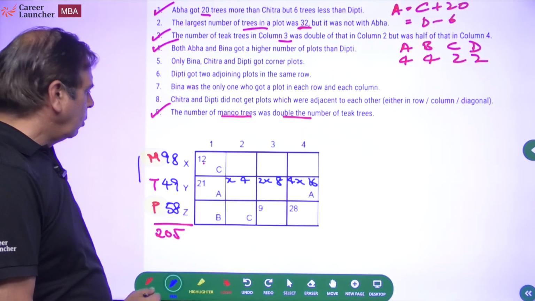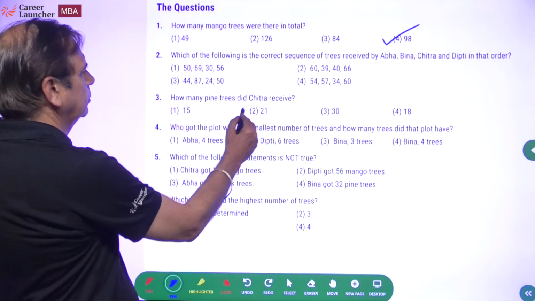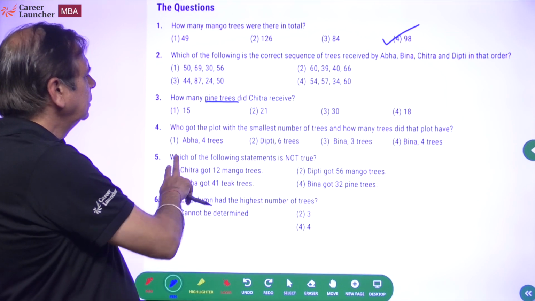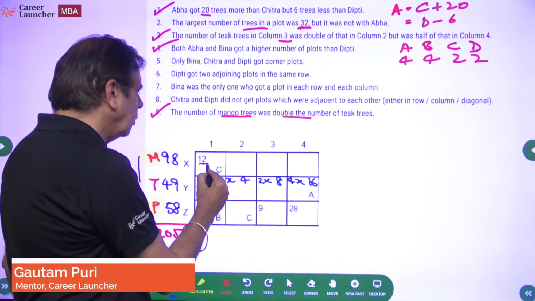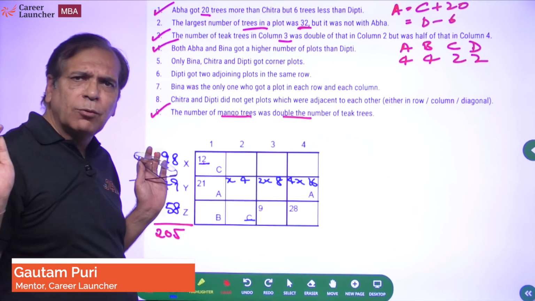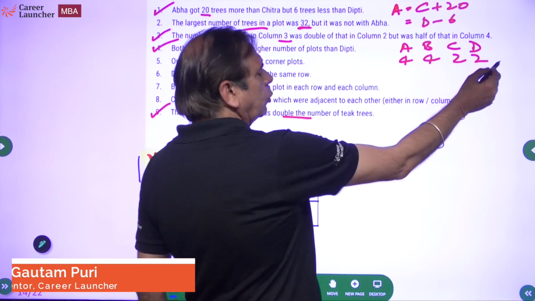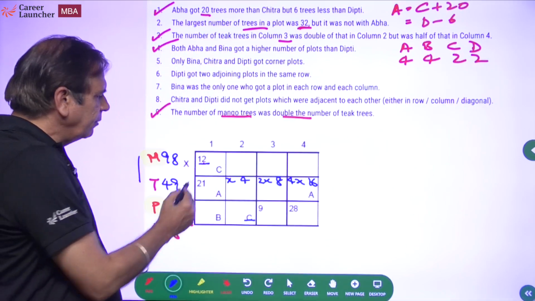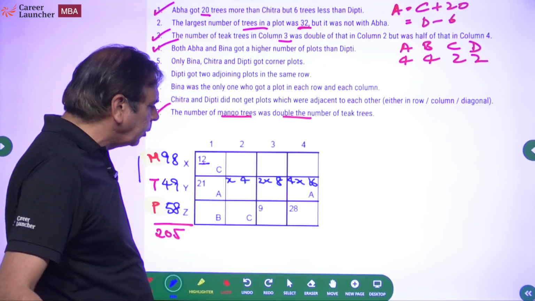Now, let's go further. We need to look at pine trees for Chitra. How many pine trees did Chitra receive? And also look at how many plots Chitra has got. 2 plots. Both the plots are here, 1 and 1. No more plots for Chitra, only 2 plots. A, B, C, D, 4, 4, 2, 2. And in this plot, Chitra has got 12. If Chitra has got 12 out here, how many can Chitra get in this particular plot?